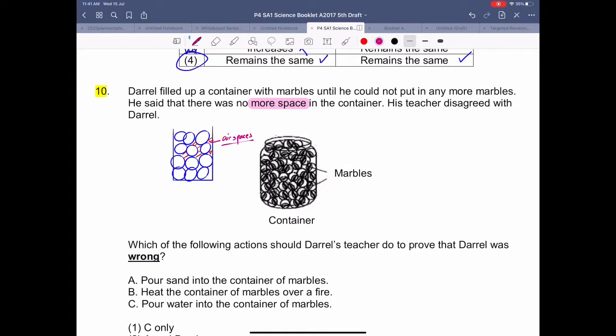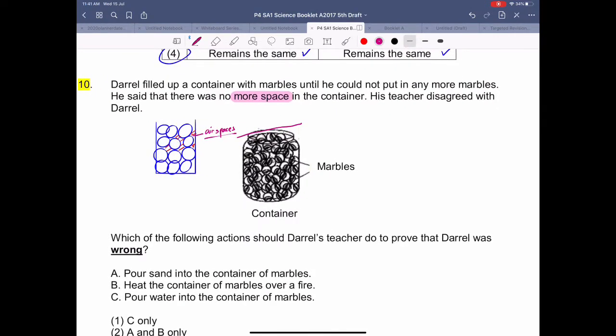Now this question actually came up in your topical practice, if you recall, and in your topical practice you have to say that when you pour water, it displaces the air from the spaces between the marbles, remember? So this shows that it is not empty. So Darryl is right to say that there is no space. If you were to seal this up, the only reason why you can even add in more water or more sand is because air can be compressed. It's not empty, it's just that air can be compressed. So this question is a bit problematic and I have an issue with it.